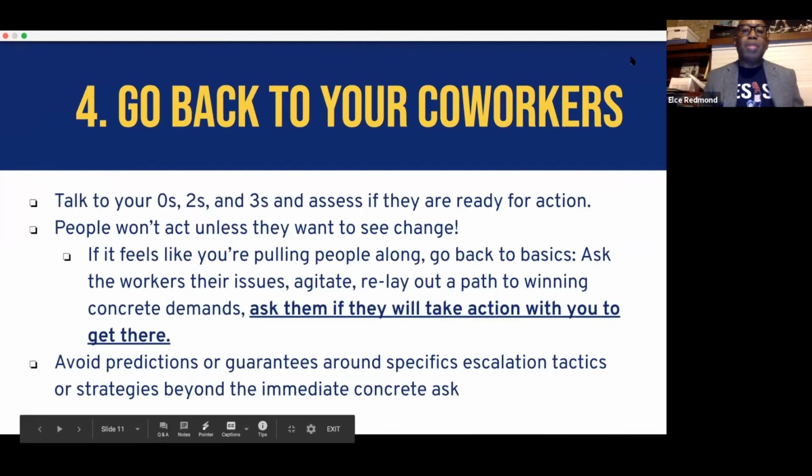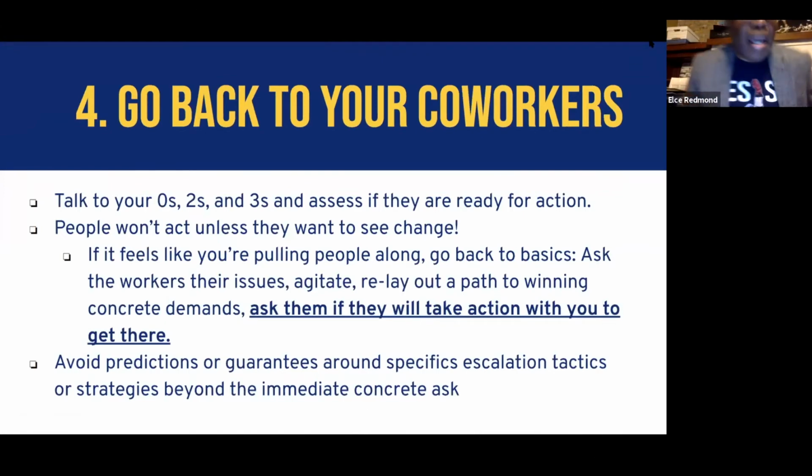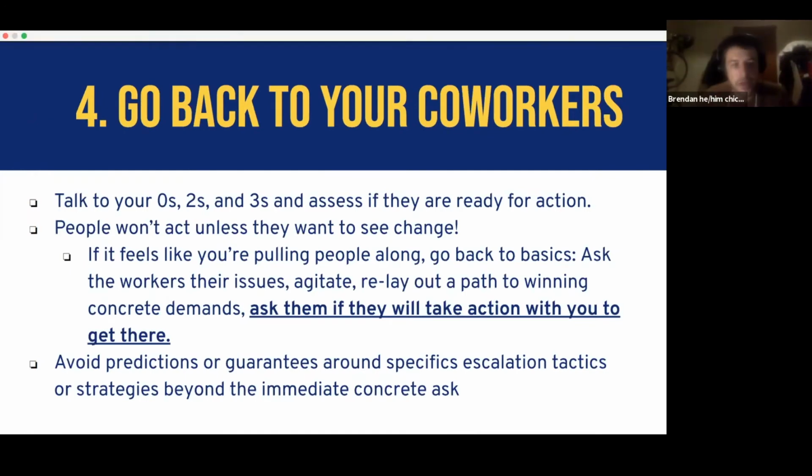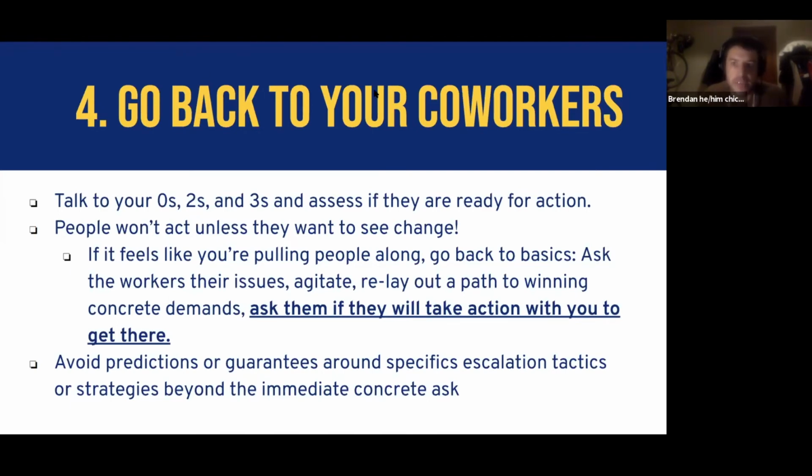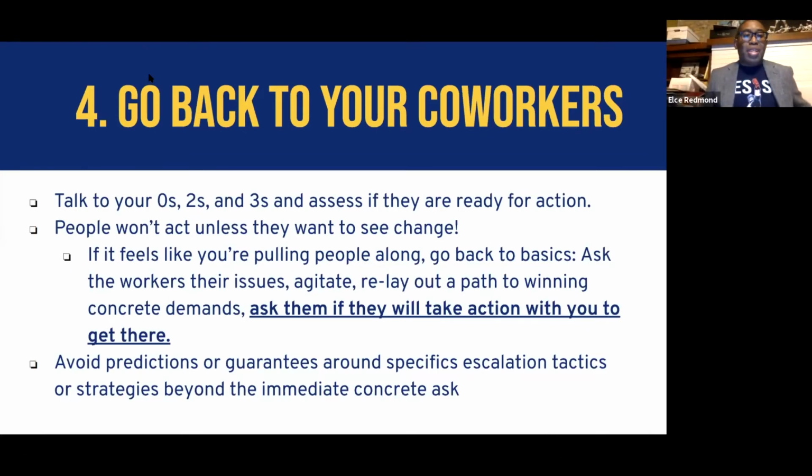All right, thank you. Okay, so let's go back to your coworkers. I've got a pop quiz for you guys. It says talk to your 0s, 2s, and 3s. Can anyone tell me what a 0, 2, and a 3 is? Brendan, go ahead. So a 0 is someone who is unassessed. You don't know how they feel one way or another about organizing. A 3 is someone who is kind of on the fence. They might be broadly supportive in a conversation, but they haven't taken steps to organize. A 2 is an activist, someone who has taken concrete steps towards whatever the goal is, whether that's signing a petition or signing a card. Okay, very good, Brendan.